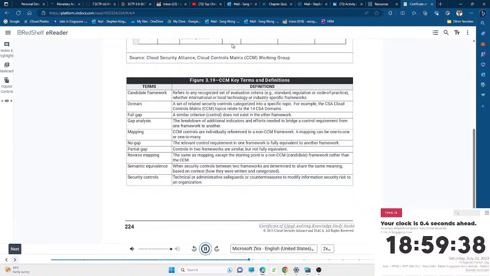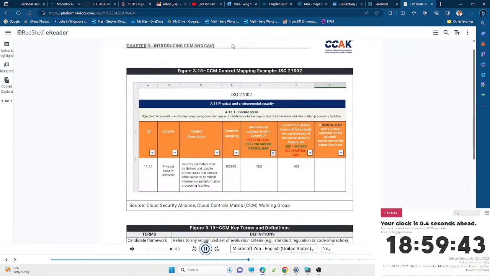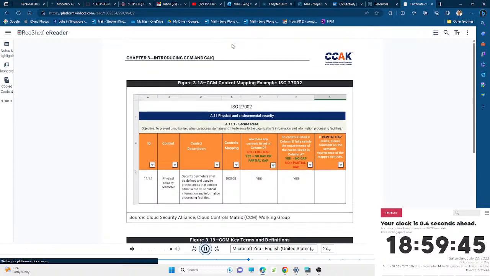224 Certificate of Cloud Auditing Knowledge Study Guide Copyright 2021 Cloud Security Alliance and Ccak. All rights reserved. Chapter 3 Introducing CCM and CAIQ. Image with the following description, image for page with label 224.